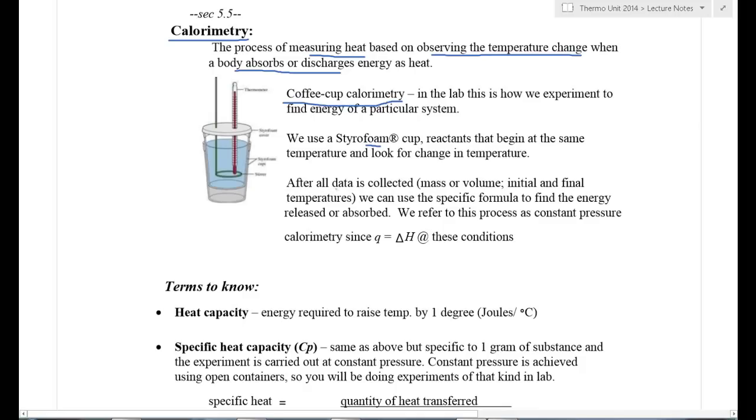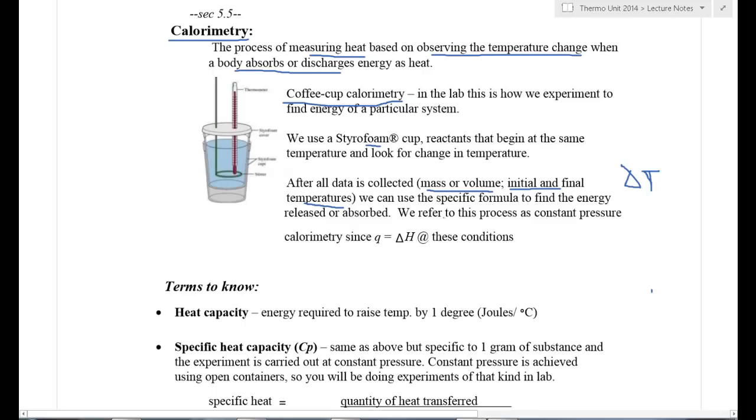So after we collect all our data, and we're collecting either mass or volume, initial and final temperatures, be careful of this. Sometimes in a free response question or even a multiple choice in the AP test, it might say what data is needed to be collected in a calorimetry experiment. And if you say delta H or delta T, you would be wrong because you don't collect delta T, you collect initial and final temperatures. And then we'll use formulas to figure out the energy change.